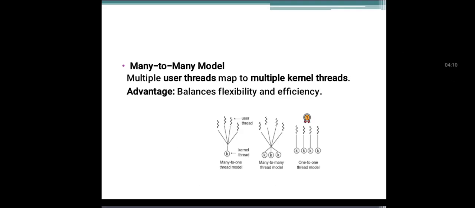And next we see many-to-many model. Many user threads, many kernel threads. Advantages, efficient, balanced speed and memory usage. For example, modern Linux system, Solaris OS. Multiple user threads map to multiple kernel threads. Advantage, balance, flexibility and efficiency.